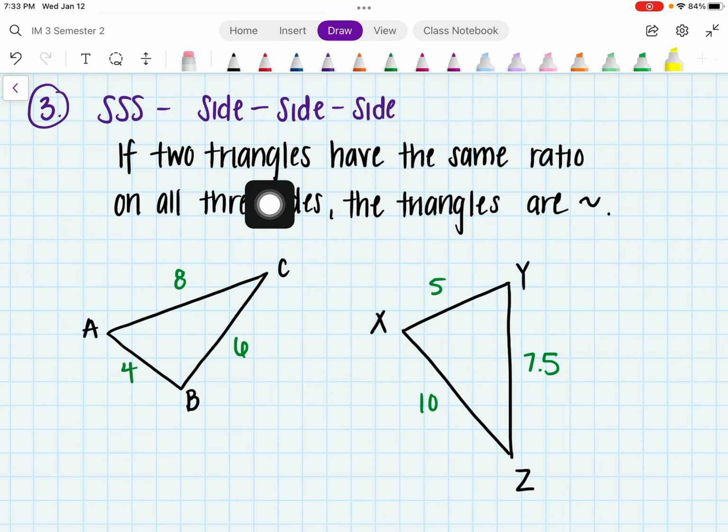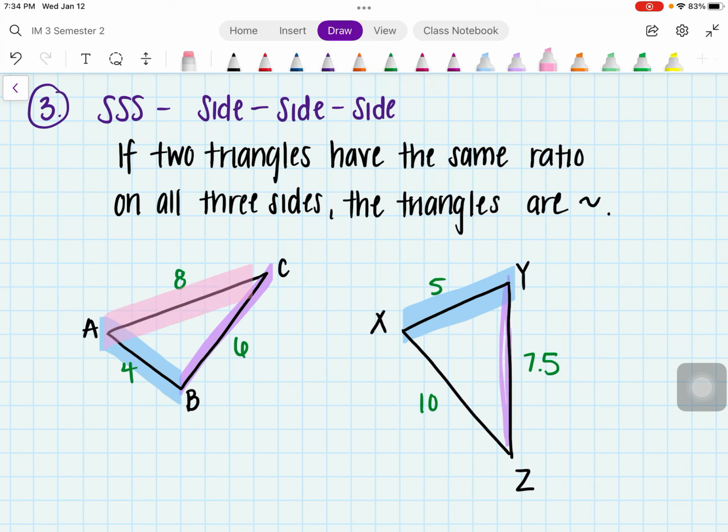Now let's take a look at this last theorem, which is side-side-side. It says if two triangles have the same ratio on all three sides, then the triangles are similar. Same as the previous one, the only difference is that now we have to prove that all corresponding sides have the same ratio. Once again, this is triangle ABC and this is triangle XYZ. We have AB corresponding to XY, and BC corresponding to YZ.